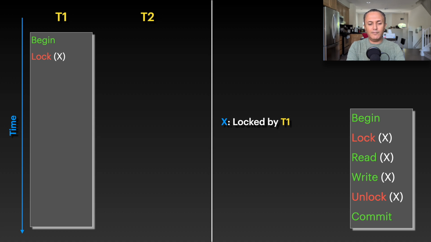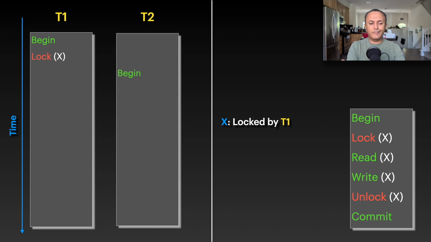But let's say that T2 starts. So now we have the begin from T2, and now we have the lock X instruction from T2. So T2 is attempting to acquire a lock on X as well. However, because X is already locked by T1, T2 will have to be blocked. So it will have to wait until X is unlocked. So T2 cannot proceed any further.